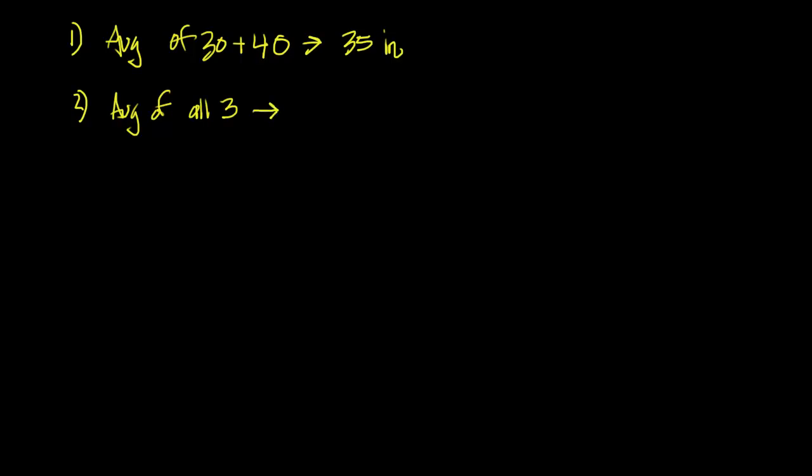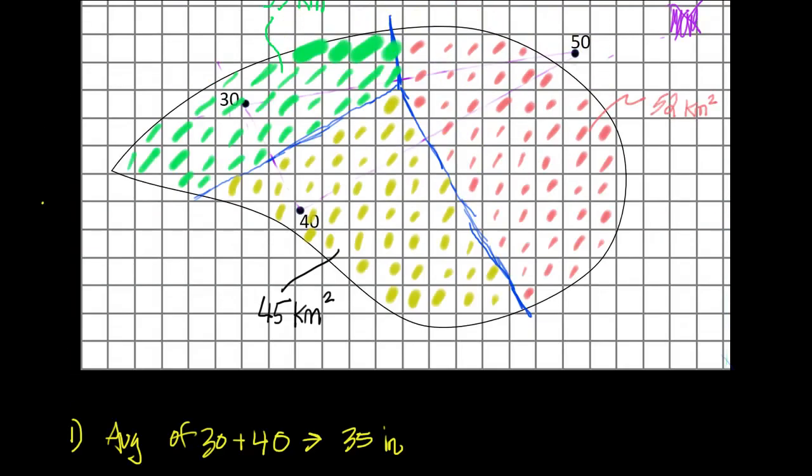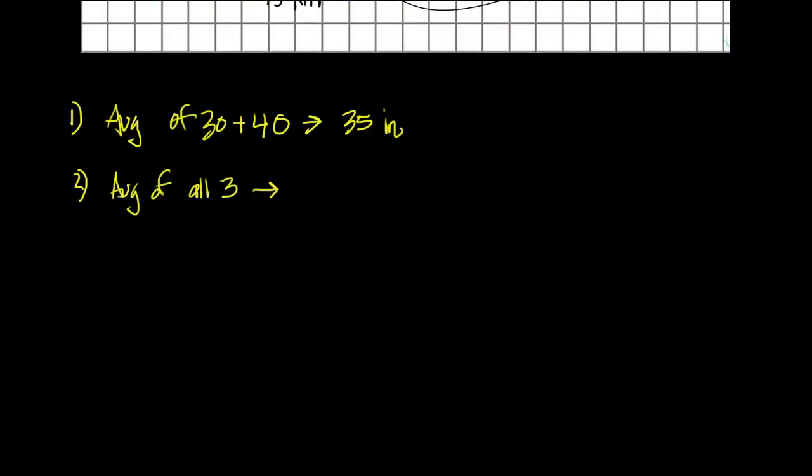And that would be, if we go back up here, we have 130, 140, 150. One at 30, one at 40, one at 50. So the average of 30, 40, and 50, and again, I think you can do that in your head. We would get 40 inches.